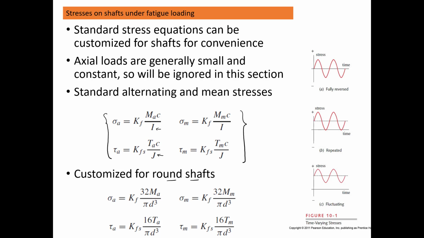So we can see sigma, for example, for bending, it's Kf 32 M divided by pi d cubed, except now I have two portions. I have the alternating portion, as we did in the fatigue stress analysis, and we have the mean stress, and so on.